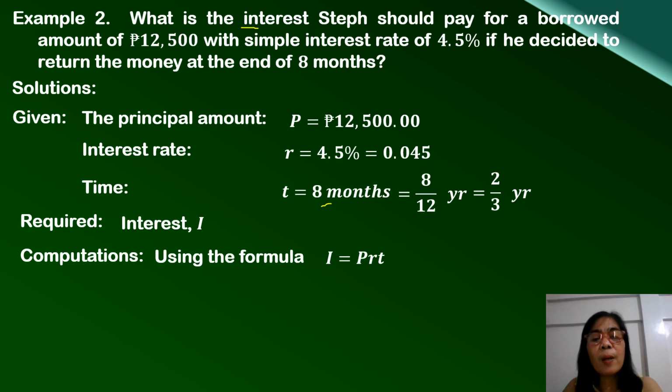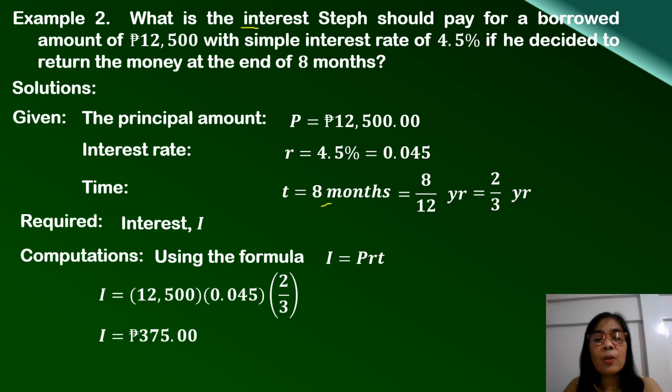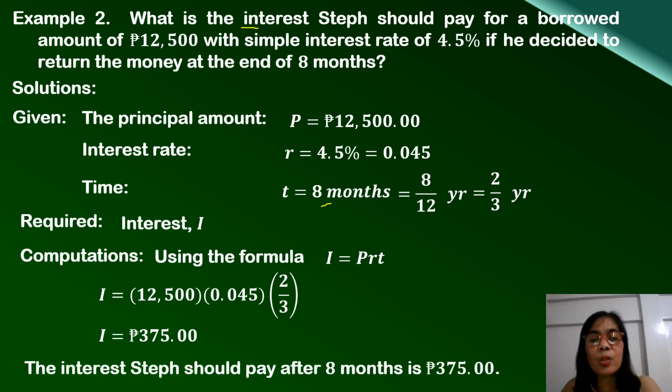Using the formula, I is equal to P times R times T, we now have the interest is equal to 12,500 times R, which is 0.045, and T is 2/3. Using your calculator, that gives us the value of I as 375 pesos. This is now the interest that Steph should pay after 8 months.